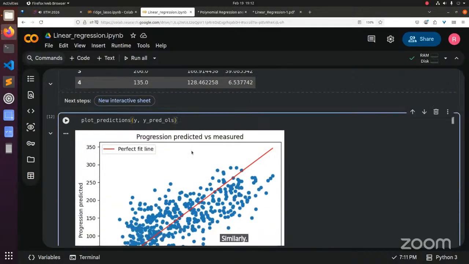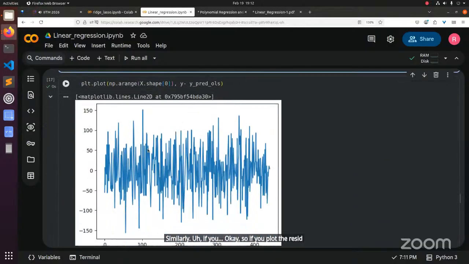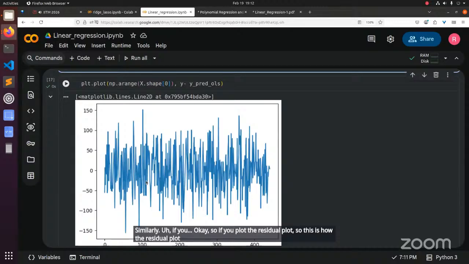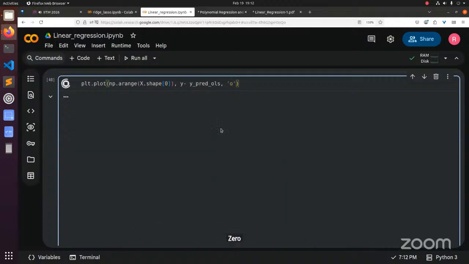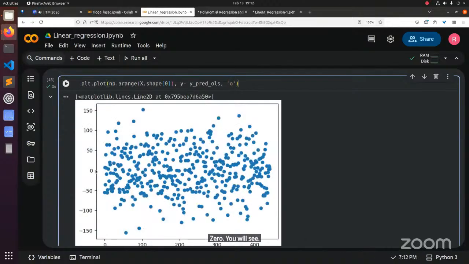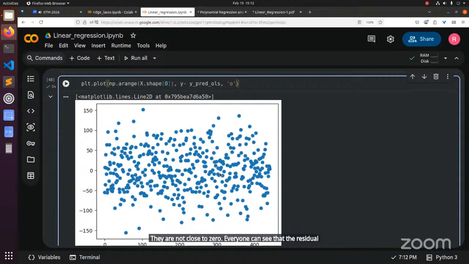Similarly, if you plot the residual plot, this is how it looks. It looks continuous, but it is not continuous. We can actually make it 0. You will see, this is how it looks like. The y equal to 0 line is here, and all the data points have very high noise, right? You can see the residual plot is very noisy. They are not close to 0. Everyone can see that the residual plot is not close to 0.